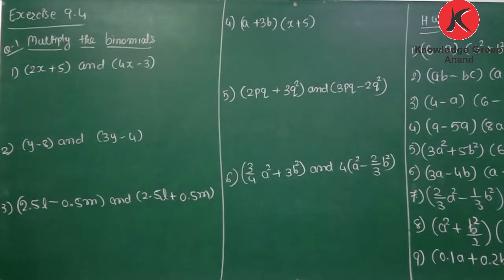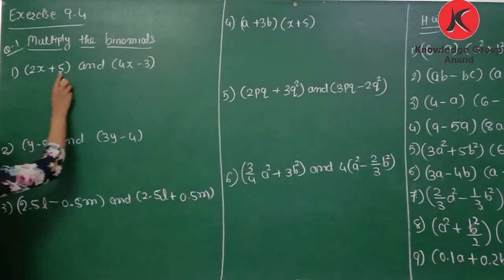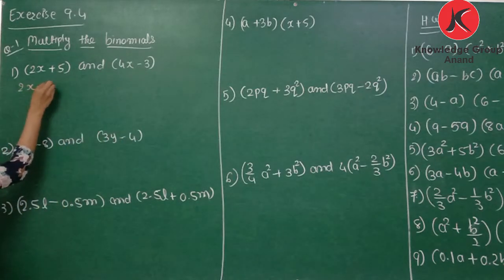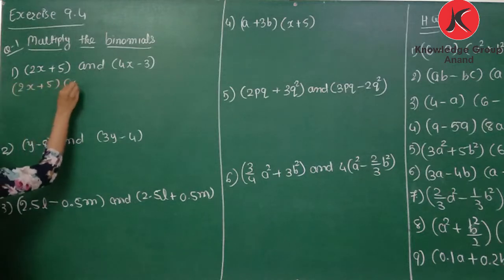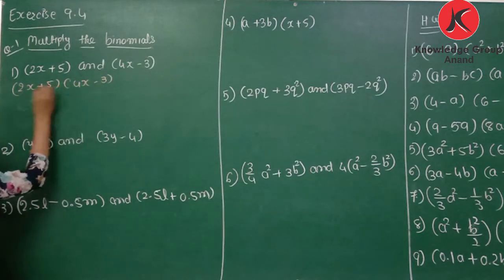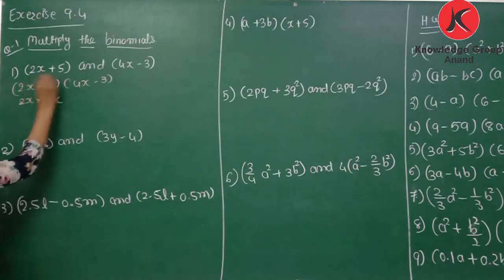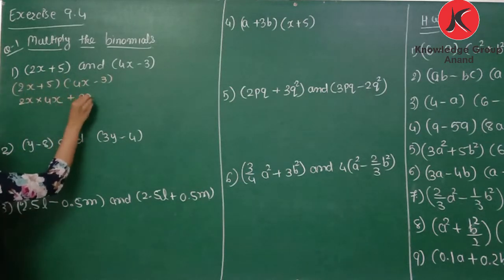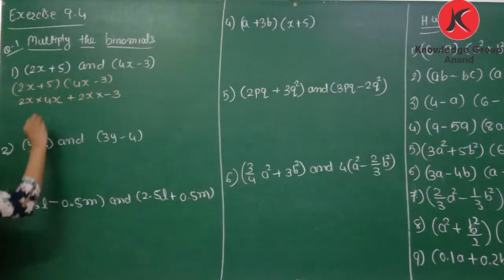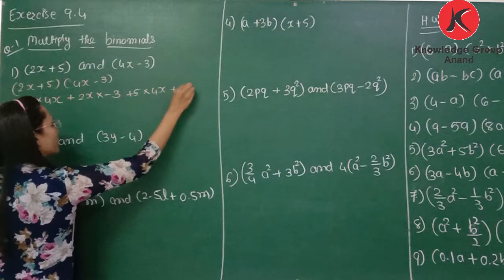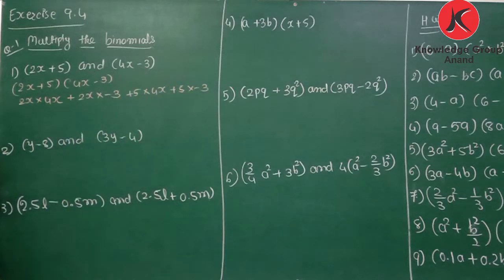Now, we will start exercise 9.4, question number 1, multiply the binomials. So here first is 2x plus 5 and 4x minus 3. 2x plus 5 multiplied with 4x minus 3. So 2x is multiplied with 4x. 2x is multiplied with minus 3. 5 is multiplied with 4x and 5 is multiplied with minus 3.